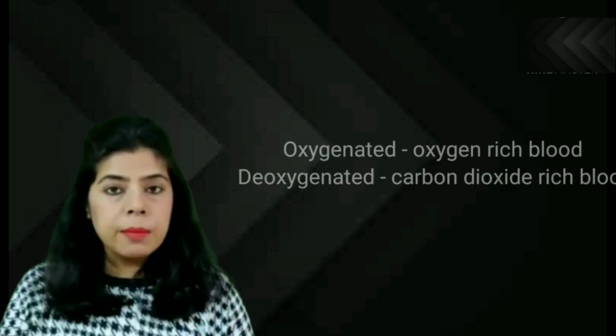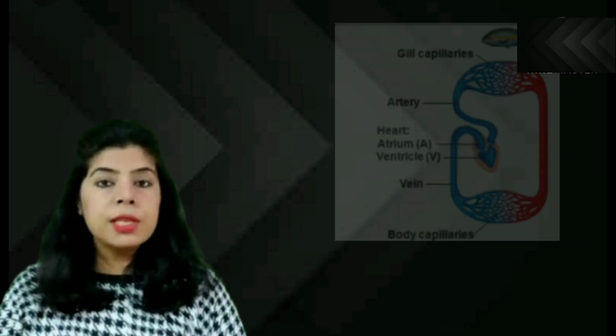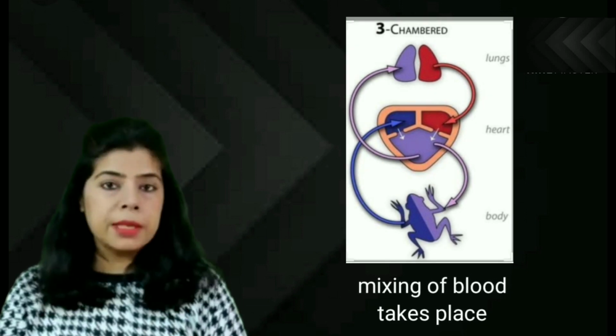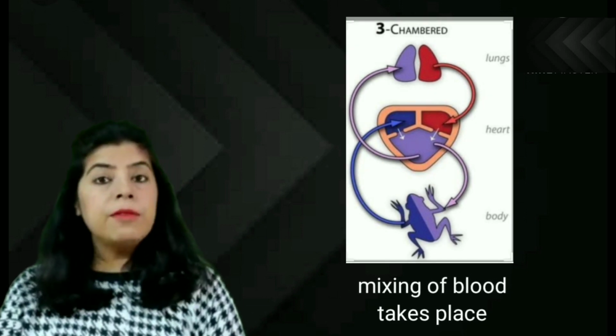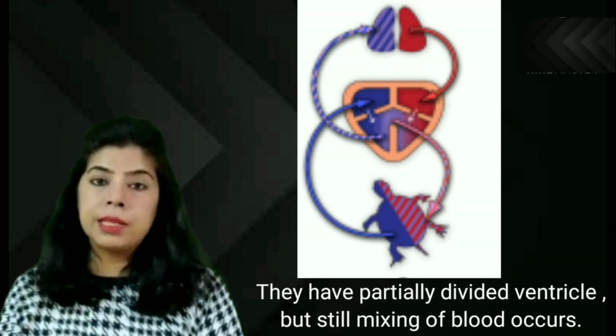So why is this so, and how did the changes occur? If you look at the heart of the fishes, you find that the mixing of the oxygen and carbon dioxide containing blood takes place. I will be saying oxygenated blood for oxygen-rich blood and deoxygenated blood for the blood which is rich in carbon dioxide, so don't be confused. So in fishes, there is a mixing of the oxygenated and deoxygenated blood. You see the same in amphibians also, because they have a single ventricle, so the mixing of both kinds of blood is taking place. Even in reptiles, although they have a partially divided ventricle, still some mixing of blood is taking place.